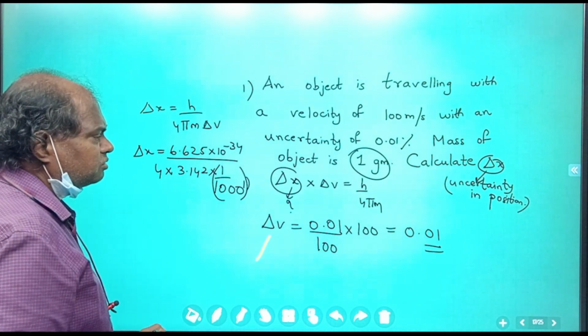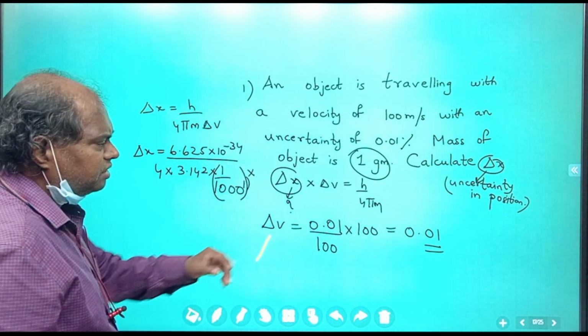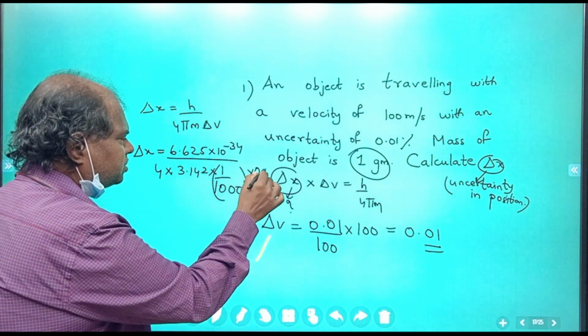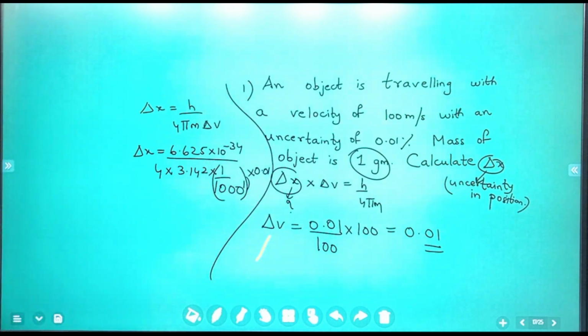Okay. 1 by 1000 into delta V. Delta V just now we calculate 0.01. Okay. Is that clear?